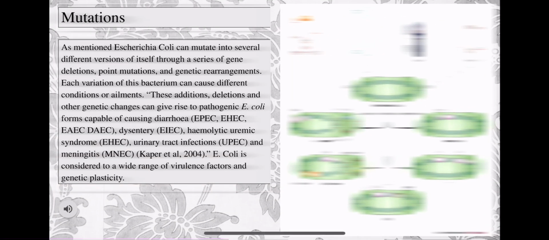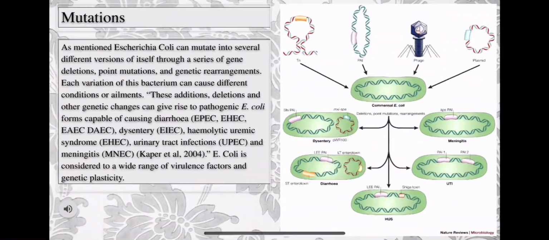As mentioned, Escherichia coli can mutate into several different versions of itself through a series of gene deletions, point mutations, and genetic rearrangements. Each variation of this bacterium can cause different conditions or ailments. These additions, deletions, and other genetic changes can give rise to pathogenic E. coli forms capable of causing diarrhea, dysentery, hemolytic uremic syndrome, urinary tract infections, and bacterial meningitis.